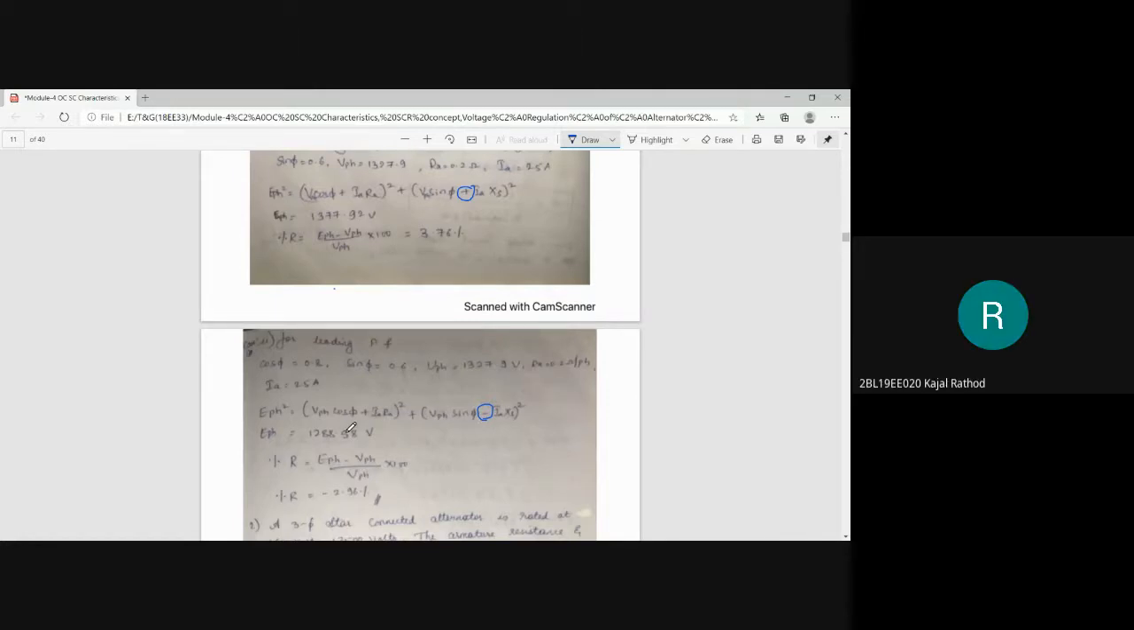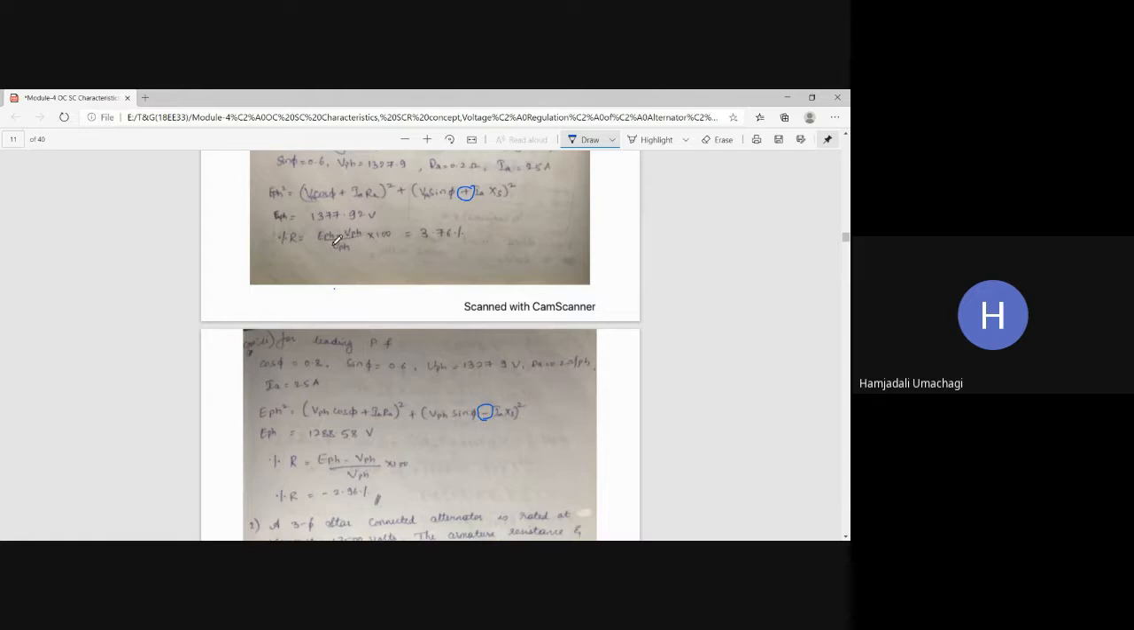1288.581, ma'am. Okay, fine. Then percentage regulation is equal to how much here? Regulation is EPH minus VPH divided by VPH into 100. How much? Minus 2.960. Okay.